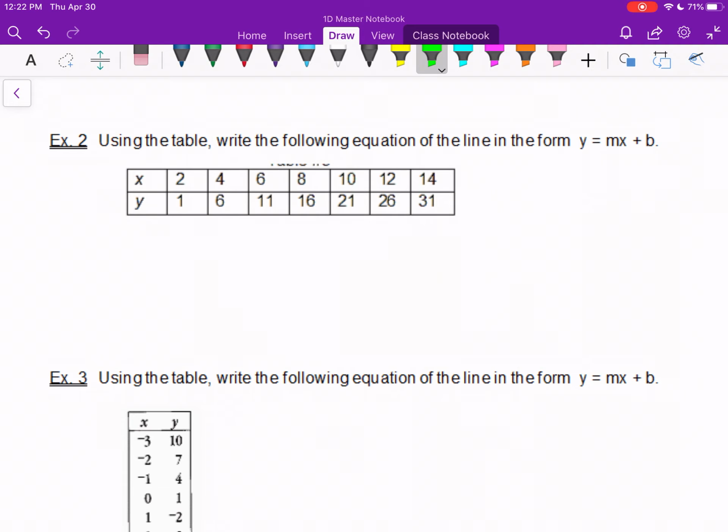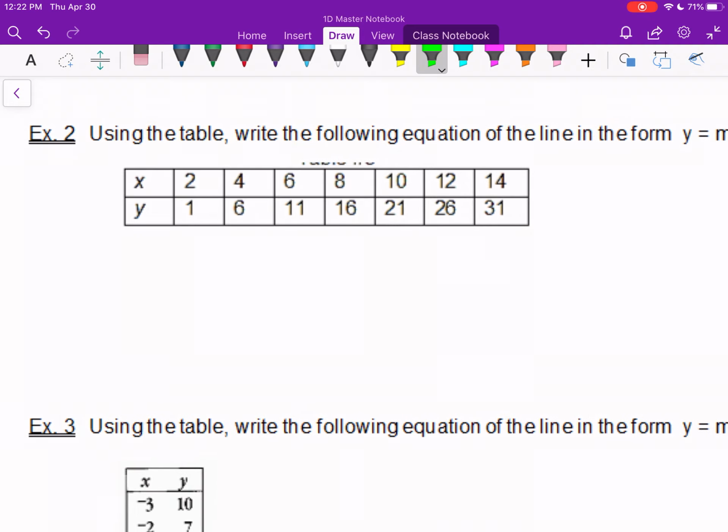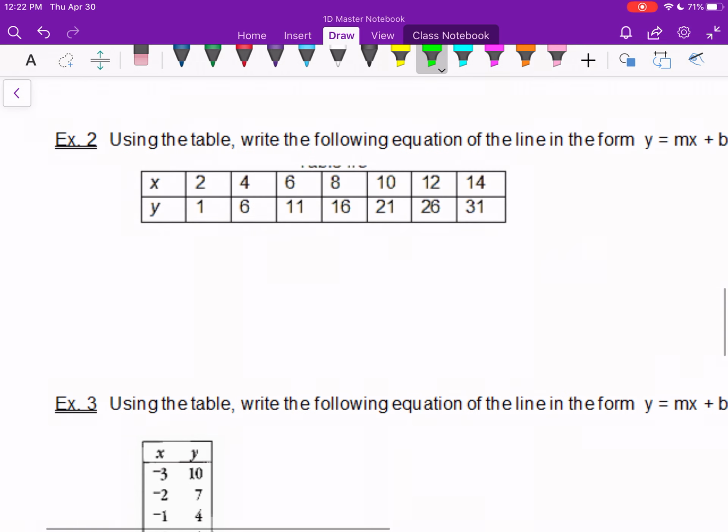So there's a couple things I could do. Well, first of all, let's work with the slope, and then I'll address the y-intercept. So the x's, from 2 to 4, it's going up by 2. From 4 to 6, it's going up by 2. It's going up by 2 every time for the x's. Right?